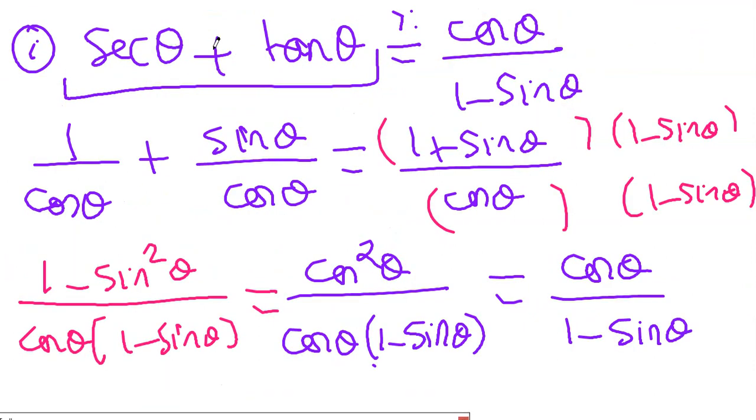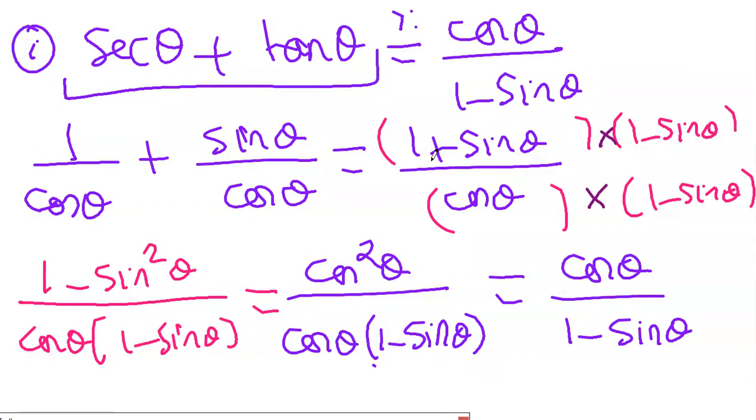I have secant theta plus tangent theta. I need to prove it equal to cosine over 1 minus sine. First of all, secant is 1 over cosine, plus sine over cosine. So it's 1 plus sine theta over cosine theta. Now, if I compare to the answer that I need to reach, I need 1 minus sine theta somewhere. So let's multiply up and down by 1 minus sine theta.